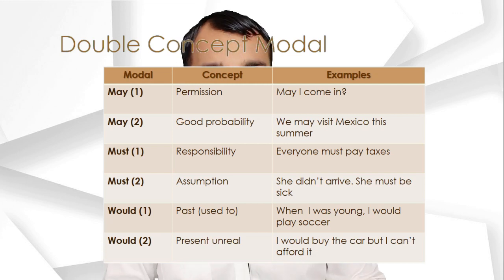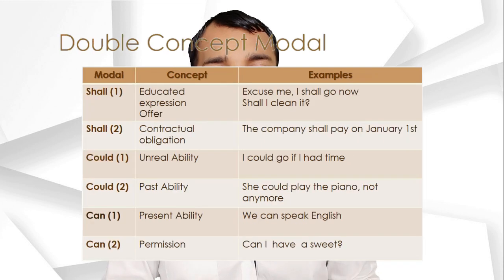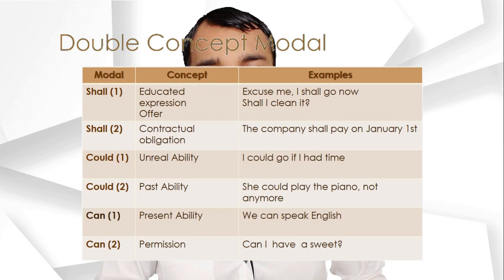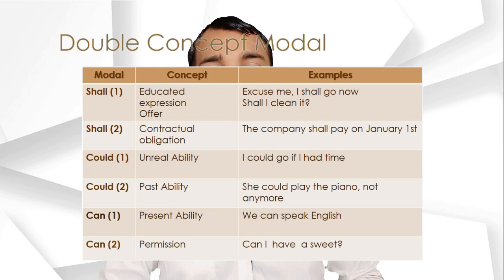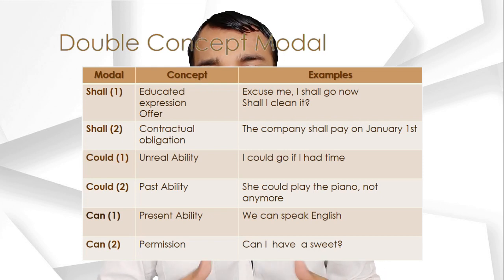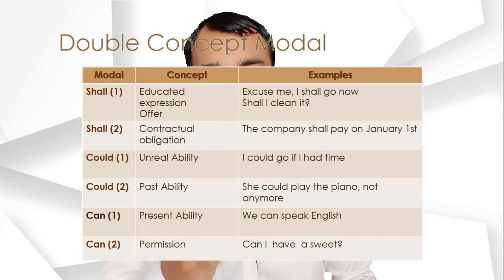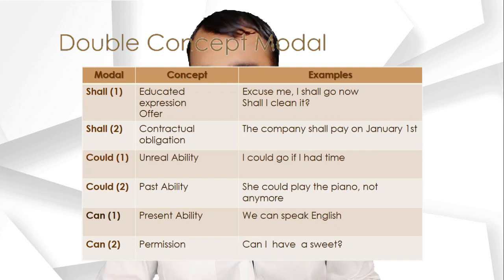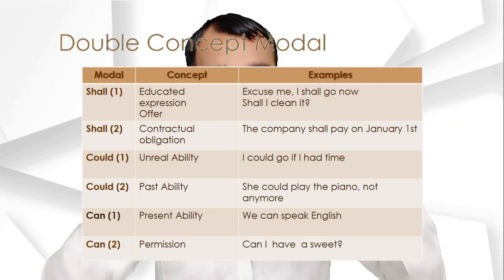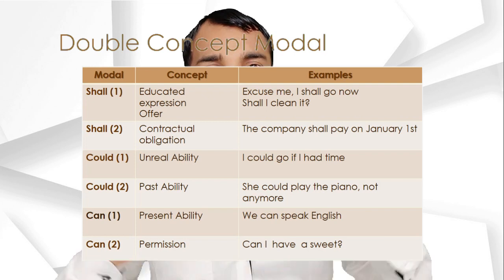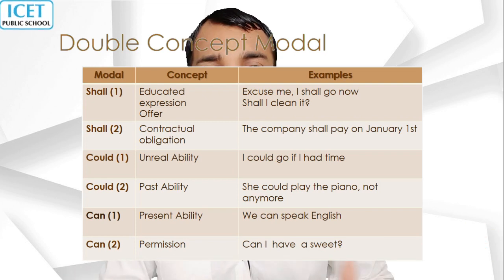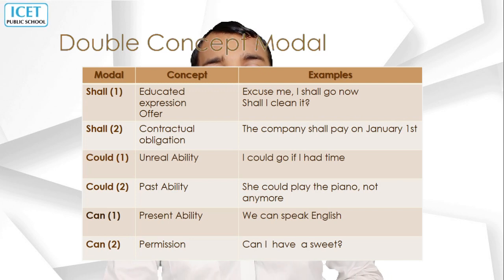Now we have said that the double concept modals, a few more, that is shall. The first concept of shall is expressing an offer. Excuse me, I shall go now. Shall I clean it? That is expressing offer, giving an offer. To express our offer, like I shall go now or shall I clean, that is expressing offer.